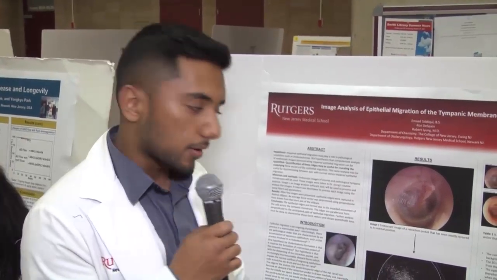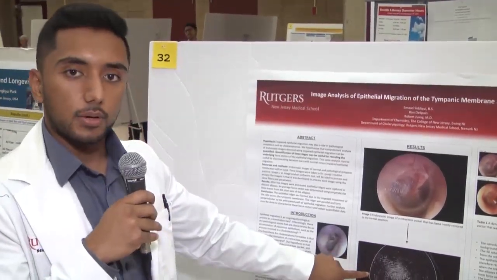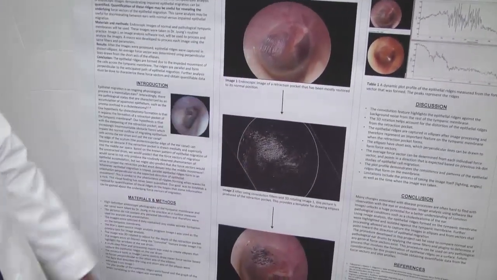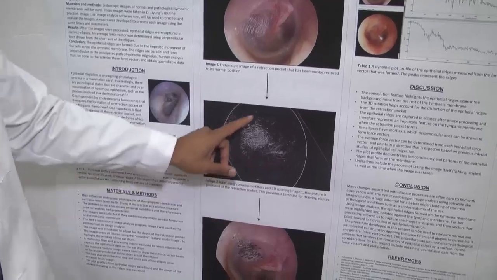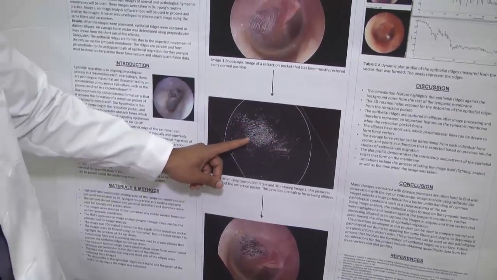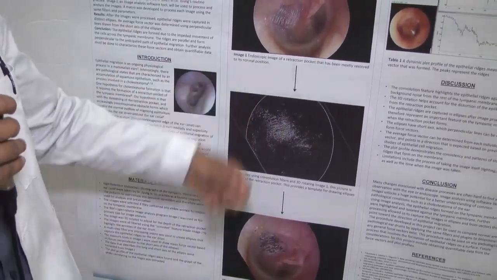If you see in this image here, we used a convolution filter to process the first image, and you can see that the wrinkles are really highlighted. There are certain lines that form, and this corresponds to that cell migration. It's almost like a traffic jam that can't move out.